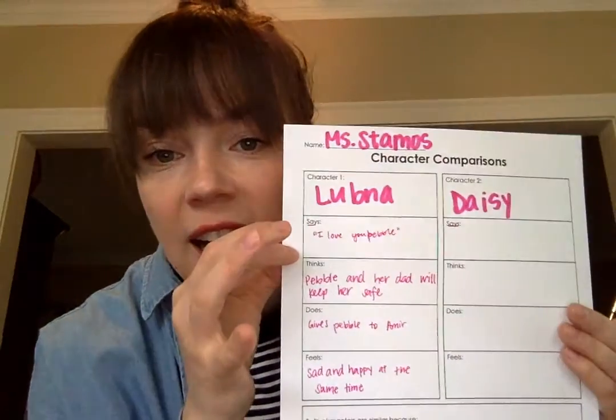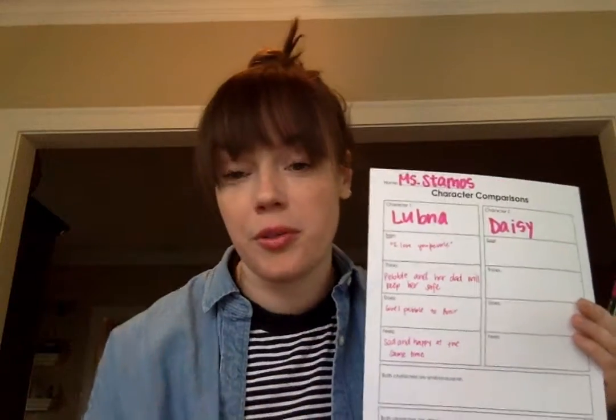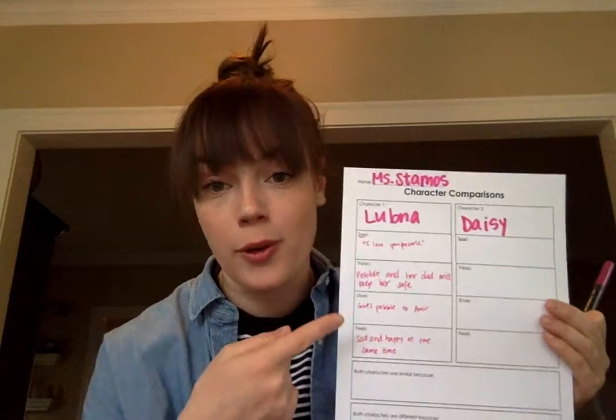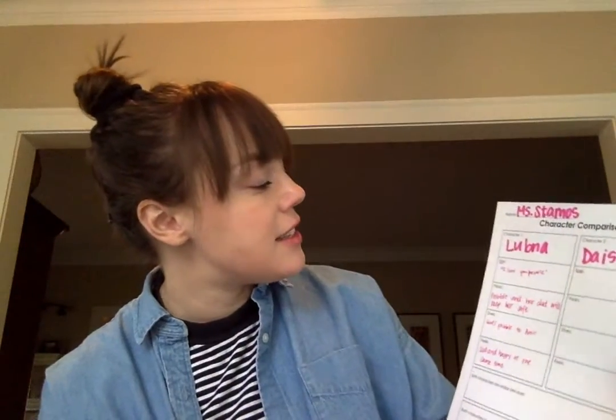What I chose is "I love you, Pebble." That's something she says over and over again in the story, so it felt like an important quote to include on my organizer. Then it says thinks, and for that part, I went back to the story and thought, what is something that Lubna thinks a lot in the story? And I came up with, she thinks that Pebble and her dad will keep her safe. It says that in the story. So I put that in this box.